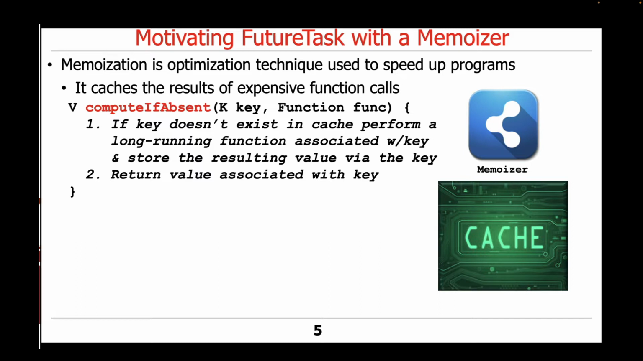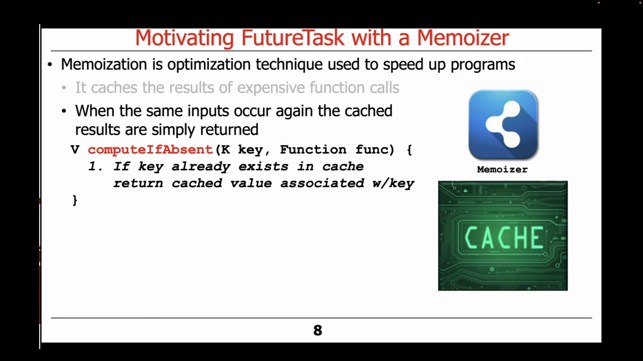So if you recall the Concurrent Hashmap class, Concurrent Hashmap has a method called compute if absent. And that's a good example of a Memoizer. So here's kind of how this would work. If a key that's passed in doesn't already exist in the cache, then invoke some potentially long-running function, which is also passed as a parameter, that's associated with the key, and then store the resulting value in some kind of data structure based on the key. And then return the value that's associated with the key. So, of course, if the key already exists, then we just return the value.